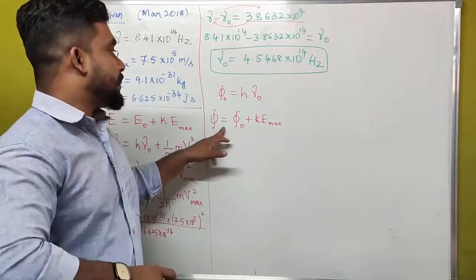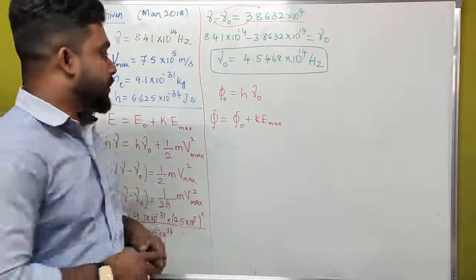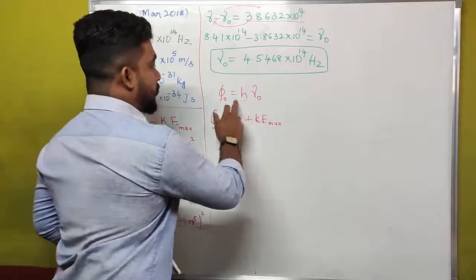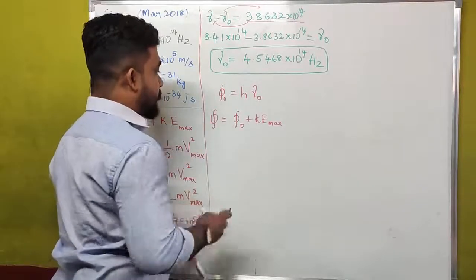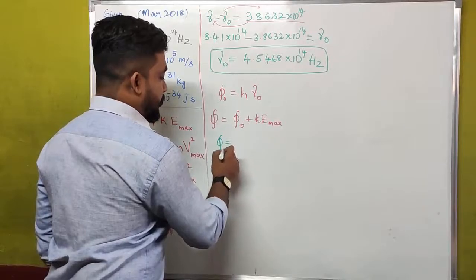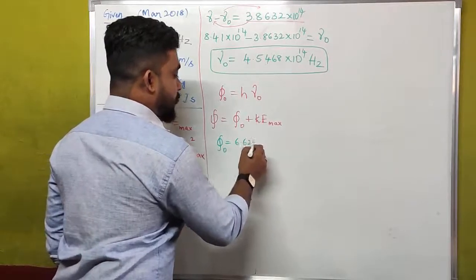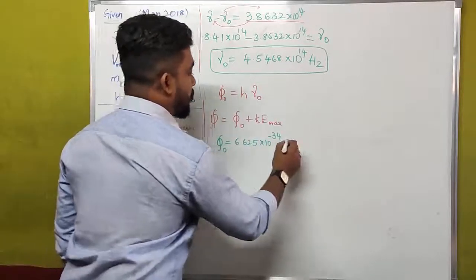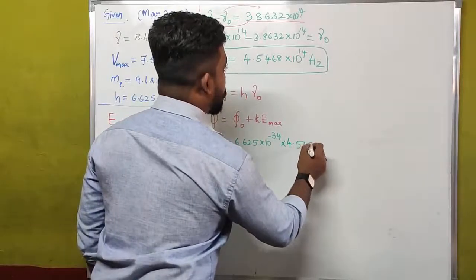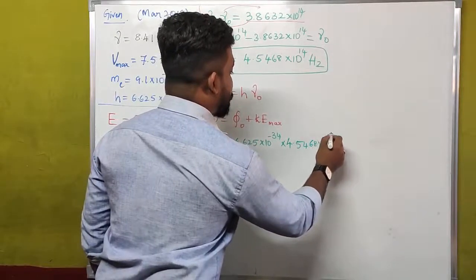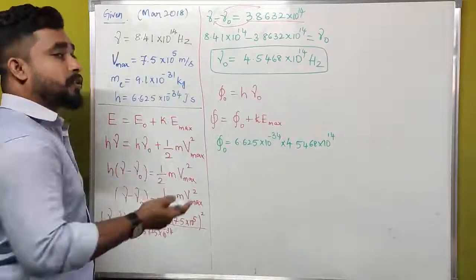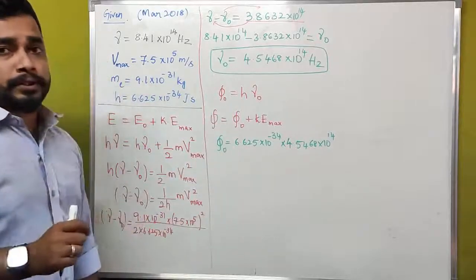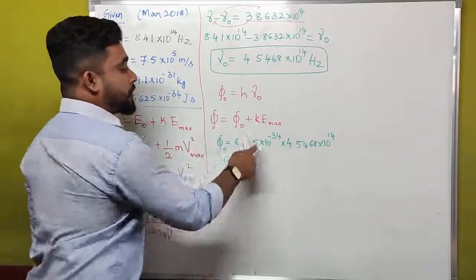In case of energy, it is directly proportional to frequency. Because what we have, phi naught is equal to h nu naught here. If we calculate this, phi naught is equal to h, which is 6.625 into 10 to the power of minus 34 joules, and nu naught is equal to 4.5468 into 10 to the power of plus 14. Or you can consider E naught as your work function here. Okay, but actually we usually consider phi as the work function symbol. That's why I have written this formula.